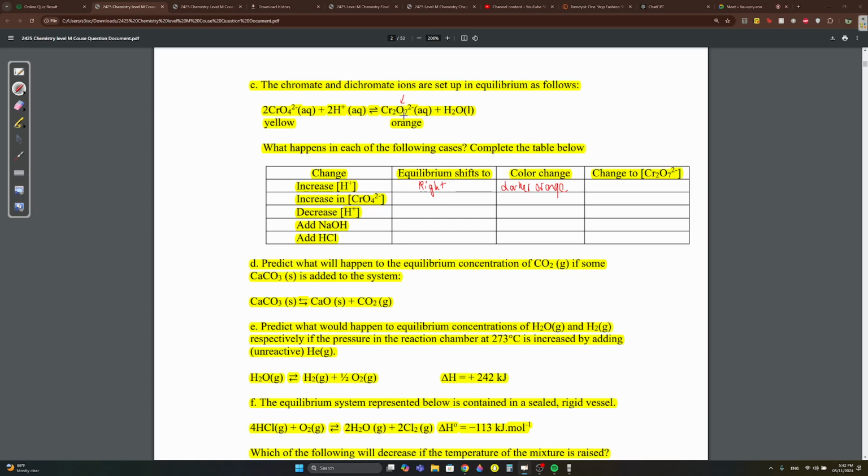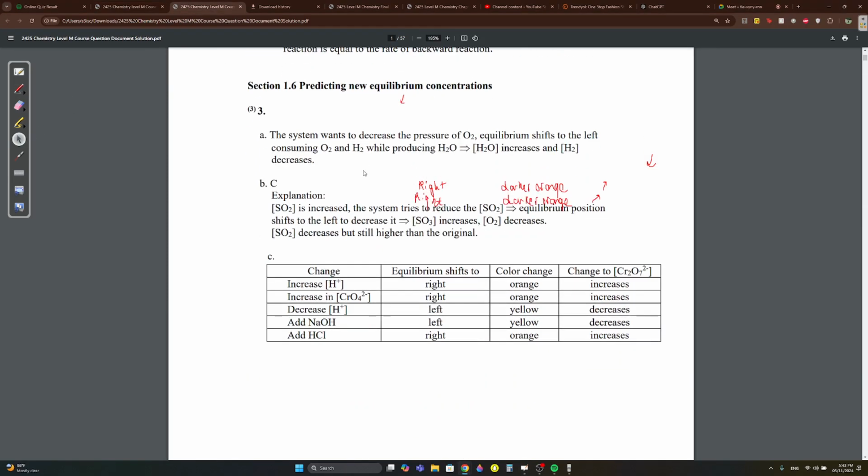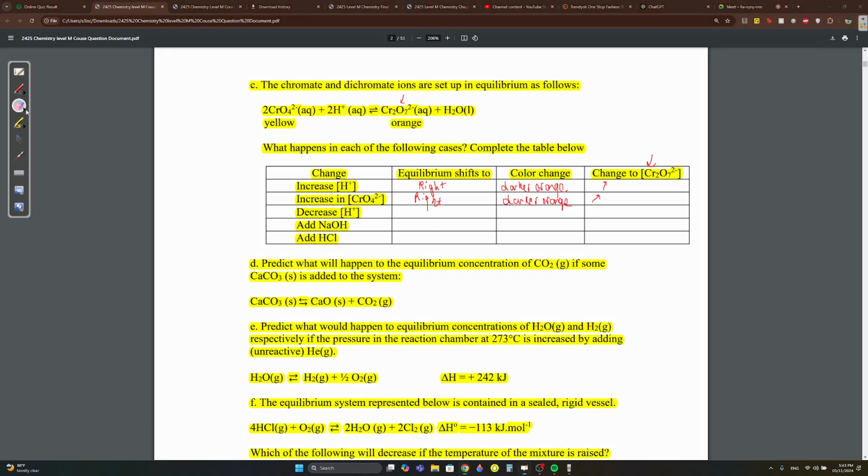Change in Cr2O7 2-. You're going to the right, so obviously it increases. They're asking about concentration, because these square brackets mean concentration. So what happens to the concentration of Cr2O7? It's going to increase. CrO4 increases, same as H plus, because they're on the same side. Okay, so right. Color change: orange. Let me just double check this. Right, orange increases. Just say orange, because it's orange here.